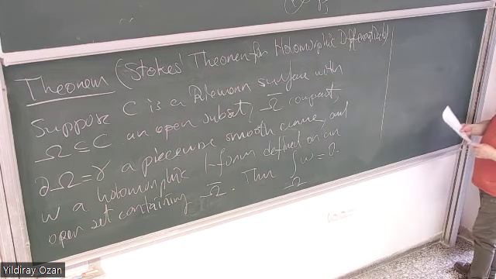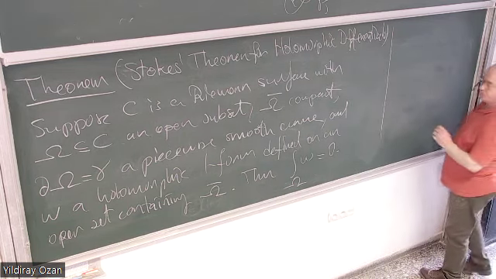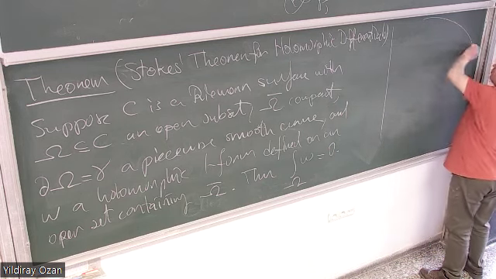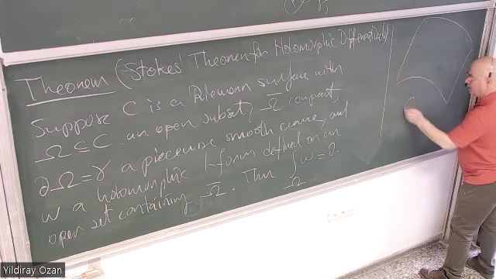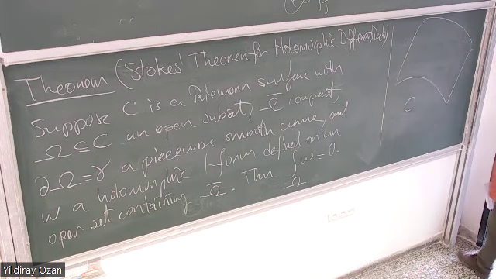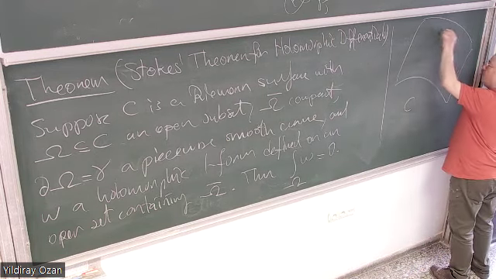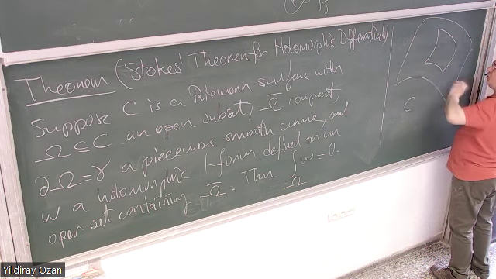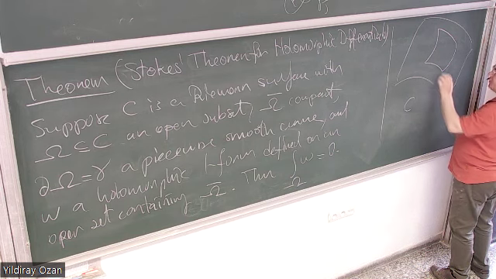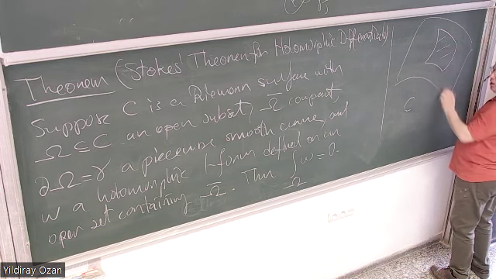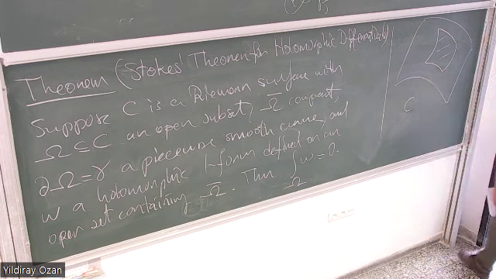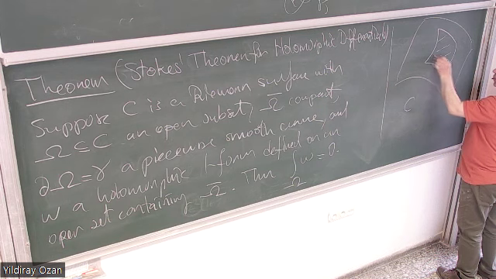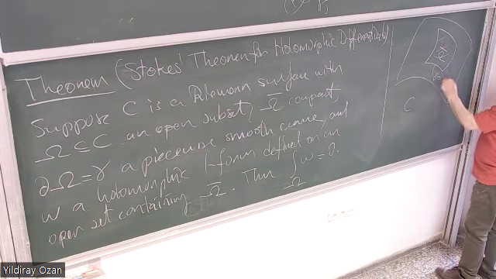Okay, so our Riemann surface is this, let's say a piece of that, and here I have some piecewise defined curve. So this region is our omega, and this is the closure of omega, and this is the curve gamma.